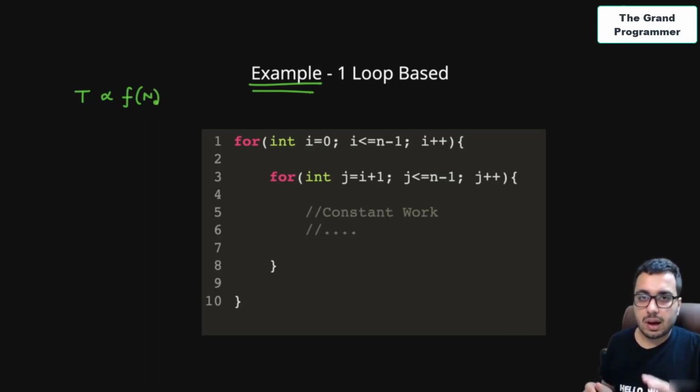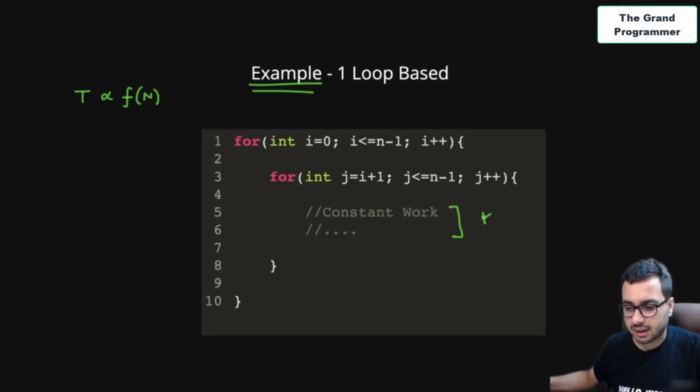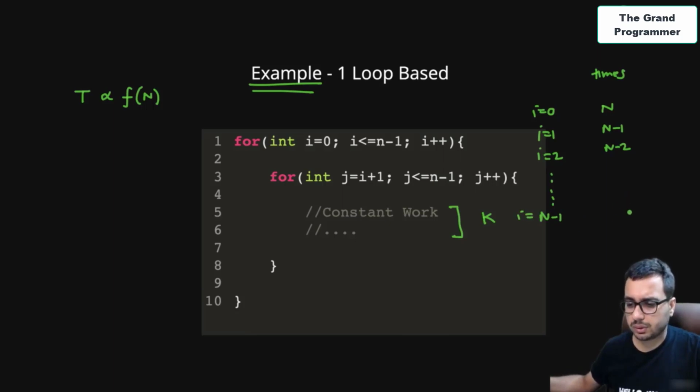We need to count how many times these two loops are going to run together. Inside these two loops we are doing a constant work, so this work can be written as k, but these loops are going to run some number of times. So let us see what happens when the value of i is 0. How many times is the inner loop going to run? It is going to run from 1 to n minus 1, that is, it is going to run about n times. When the value of i increments to 1, the inner loop is going to run n minus 1 times. When i is 2, it is going to run n minus 2 times, and when i is equal to n minus 1, this loop is going to run just one time, or just 0 times.